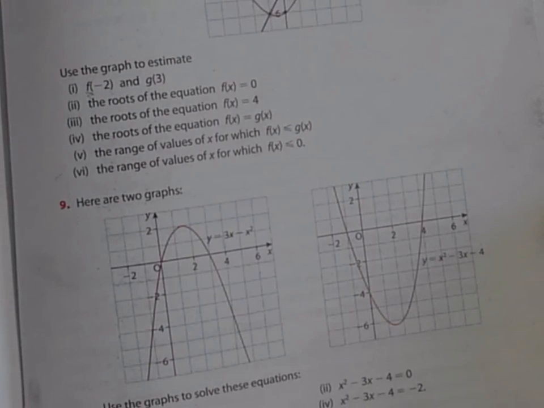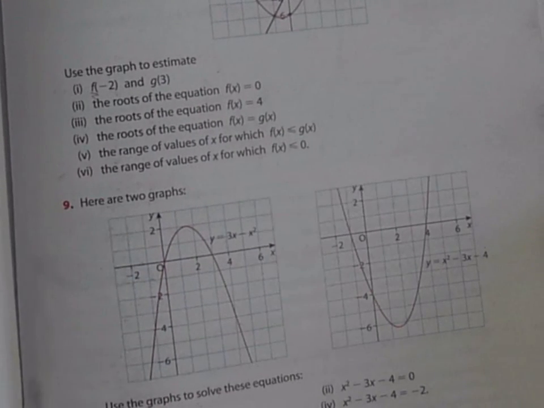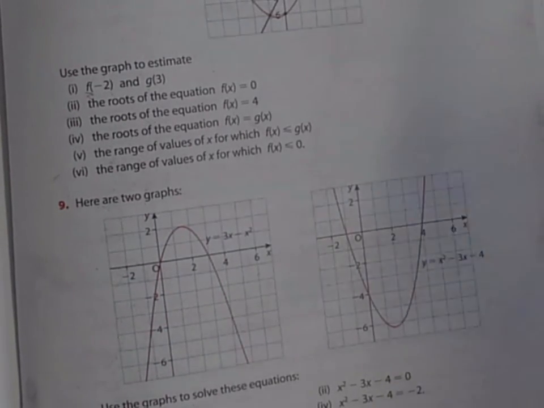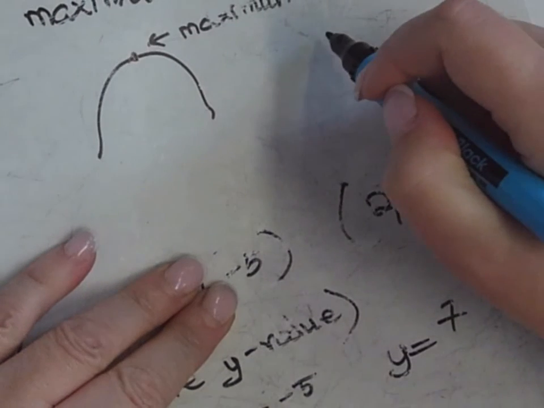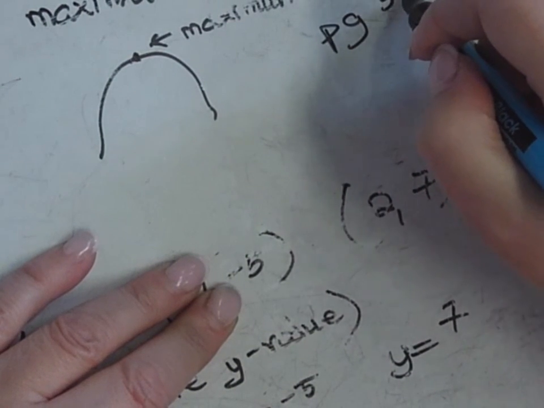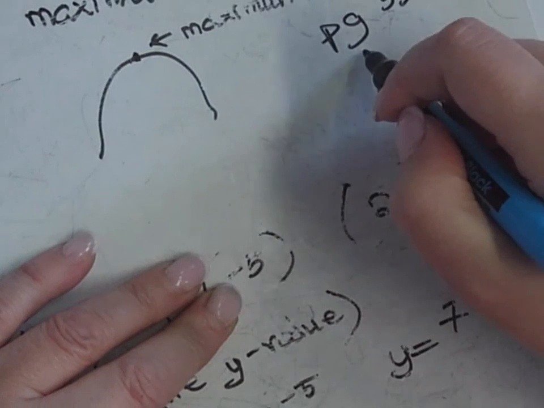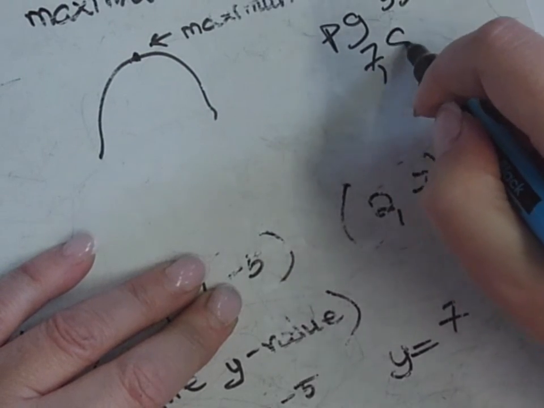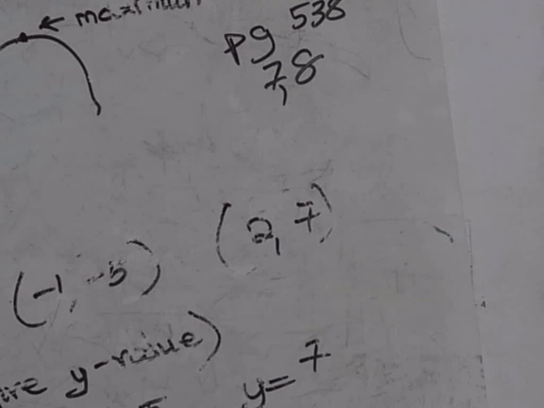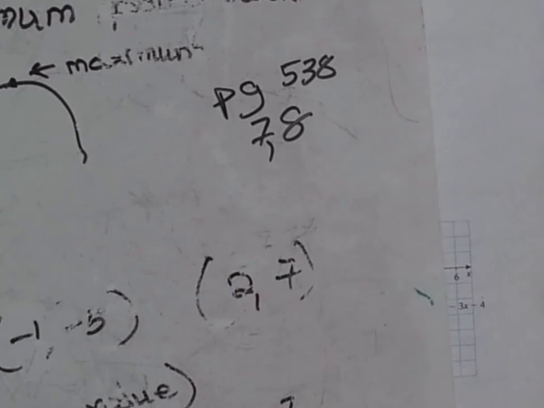Homework, girls. Let's have a go at page 538, 7 and 8. Now put the time in, please, to answering the questions, because that's not a lot of homework. But I want you to put the time in to have a good think about them. Right? So page 538, 7 and 8. Okay?